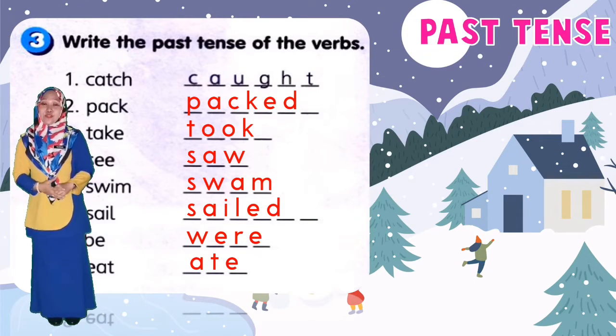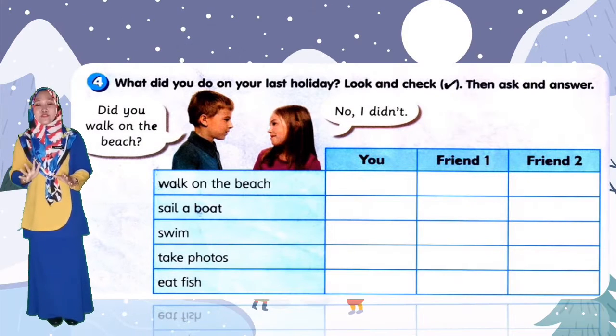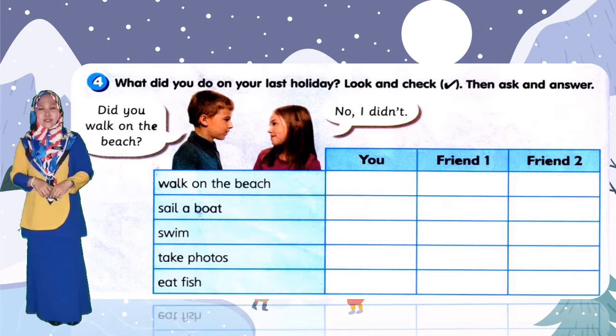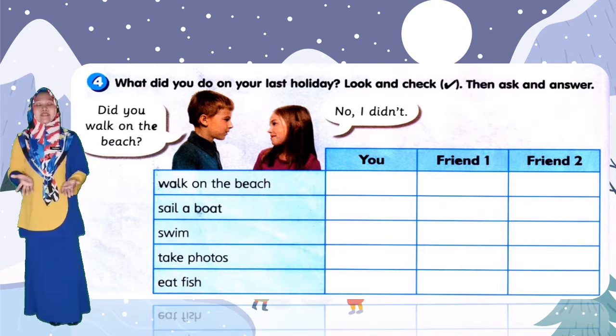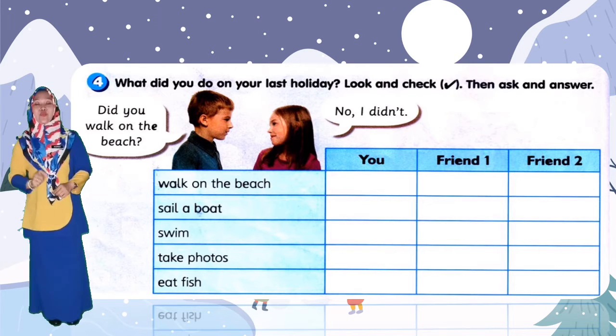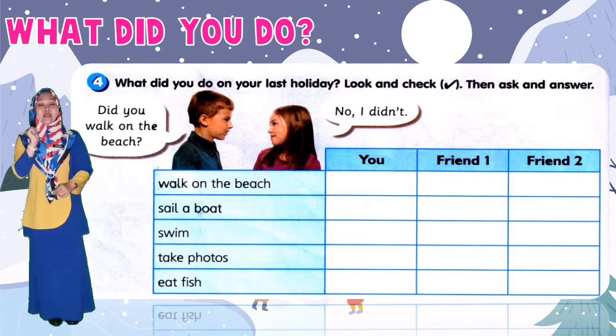Here is a table for you to complete. You have to put a tick in the boxes for activities you did on your holiday, and you have to ask another 2 more friends about the activities they did on their holiday. Let's say, for example, you walk on the beach. So you have to put a tick in the box for you walk on the beach.